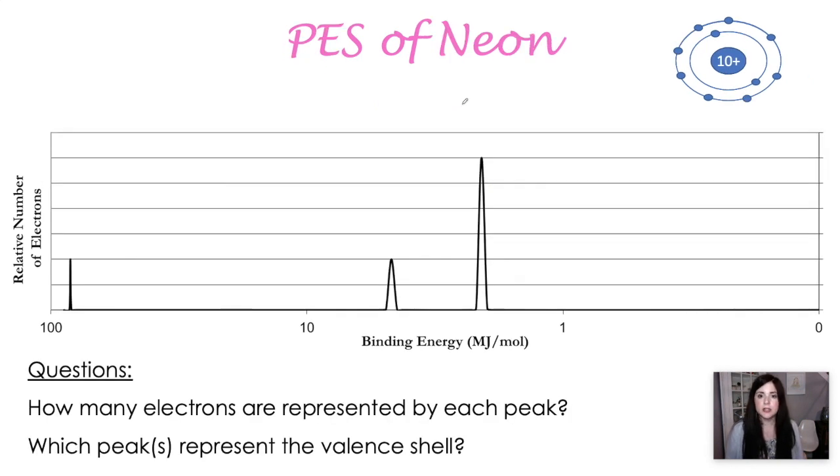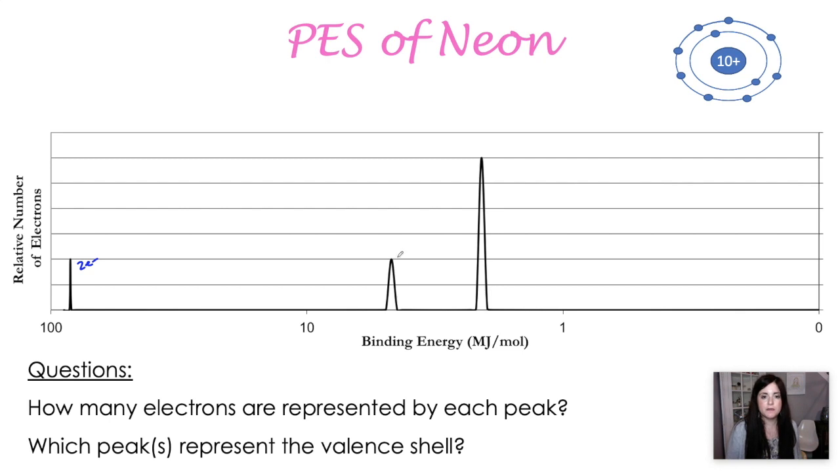Neon. So let's look at this one here. Neon has 10 protons in the nucleus, 10 electrons in the 2 energy shells around it. So how many electrons are represented by each peak? This first one, oh my gosh, look at that binding energy. It is so high. It takes so much energy to remove those 1s electrons. So this first peak is always 2. And that kind of gives us a scale on how to read each of these.